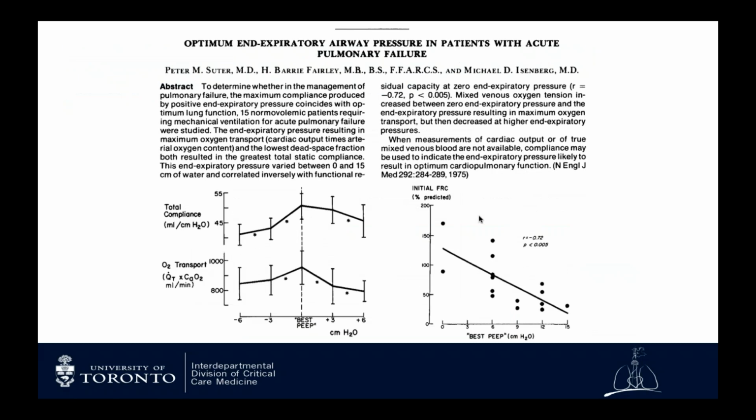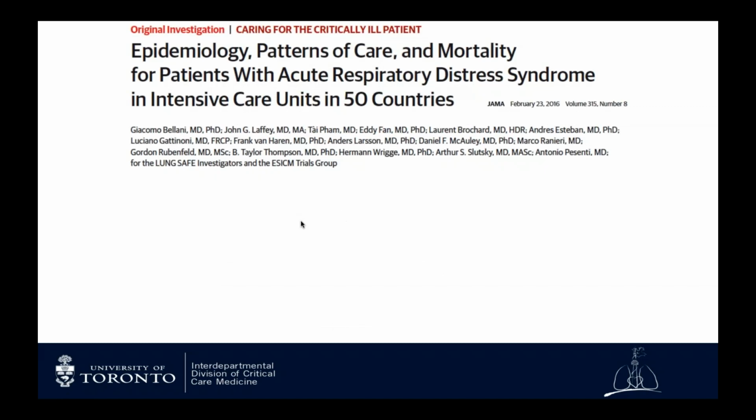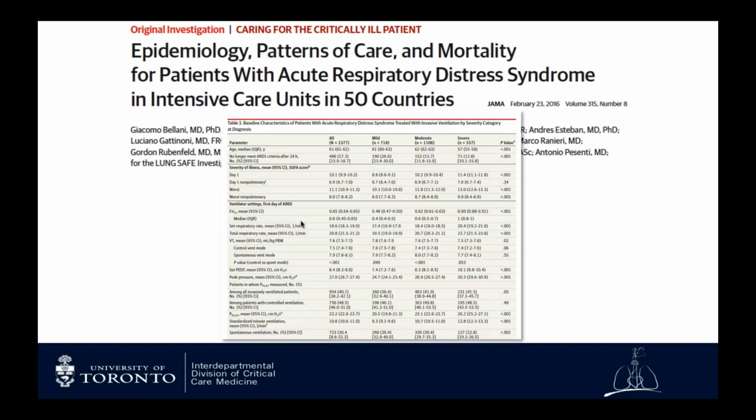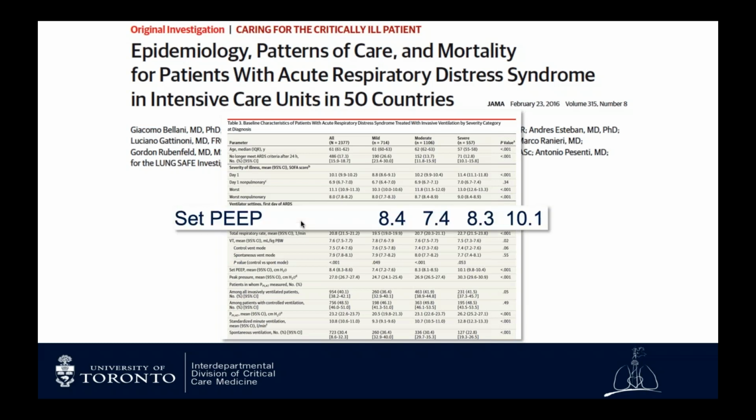Also, this classic paper from Peter Suter and Barry Fairley showed that when you're setting the right PEEP, it's important to consider both the respiratory effects and the cardiovascular effects. And they found that in many patients these went together at the same time. How do we set PEEP usually? In the large international observational study LUNG SAFE, across 10,000 patients in 50 countries, you can see here that in all patients the average PEEP was 8.4, and there was a slight gradient when you went from mild to moderate to severe ARDS. But even in severe ARDS, the average PEEP setting was 10.